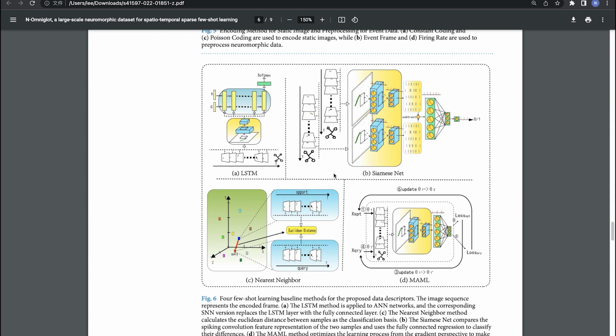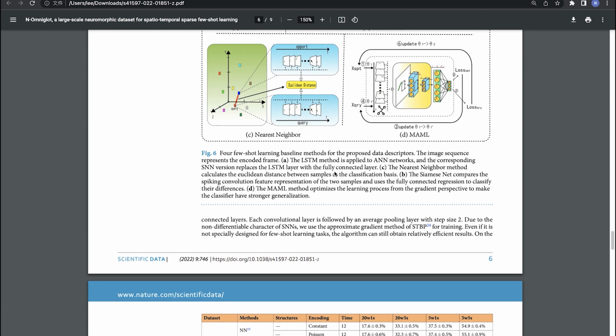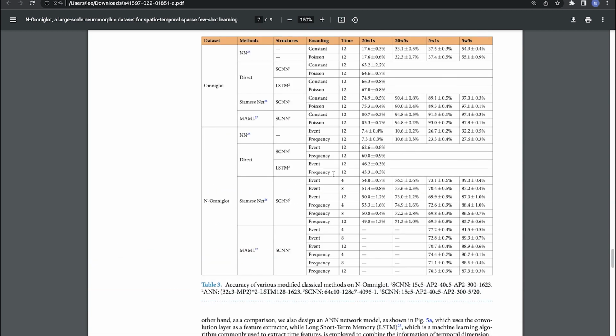The N-Omniglot dataset is more sparse in the spatial dimension, and the data is less similar in the temporal dimension than the static image or Poisson coding-based inputs, which brings new challenges to spiking neural network learning. It is crucial to improve the ability of spiking neural networks to extract more important spatial-temporal features. Therefore, N-Omniglot can be considered an effective, robust, and challenging neuromorphic dataset for developing few-shot spiking neural networks.